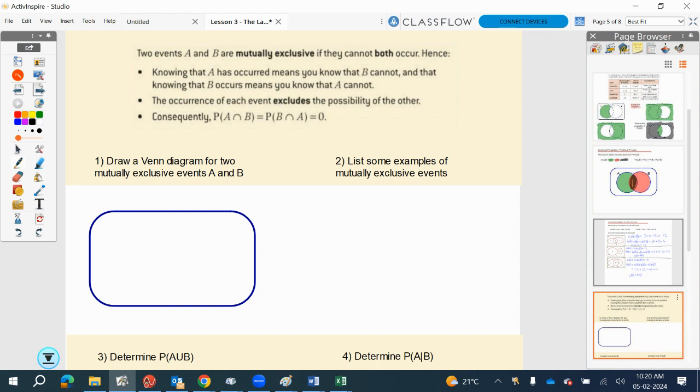Draw a Venn diagram showing mutually exclusive events A and B. How's this going to look? How's it going to look if there's no intersection?